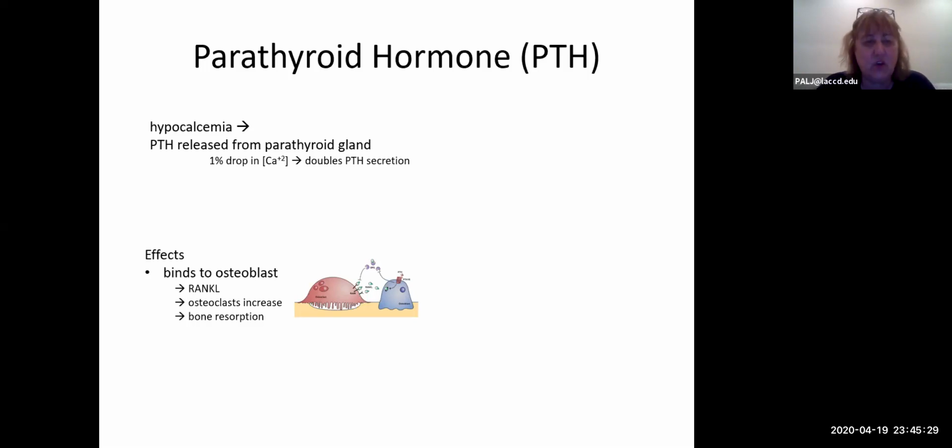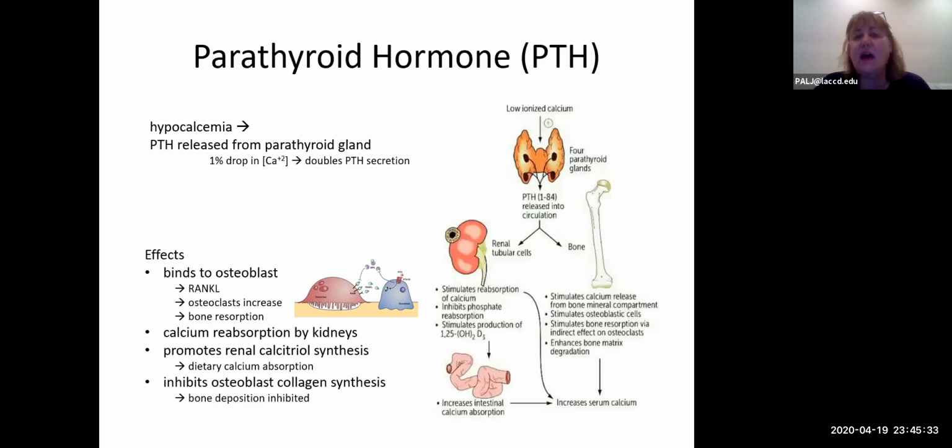into the bloodstream. In addition to that, PTH causes calcium to go back into the bloodstream from the kidney, causes calcium to be absorbed from the GI tract, has you make even more calcitriol than you would have. Okay, so doing positive feedback to calcitriol synthesis, and it is inhibiting osteoblasts. Okay, so here's a nice little graphic for that.